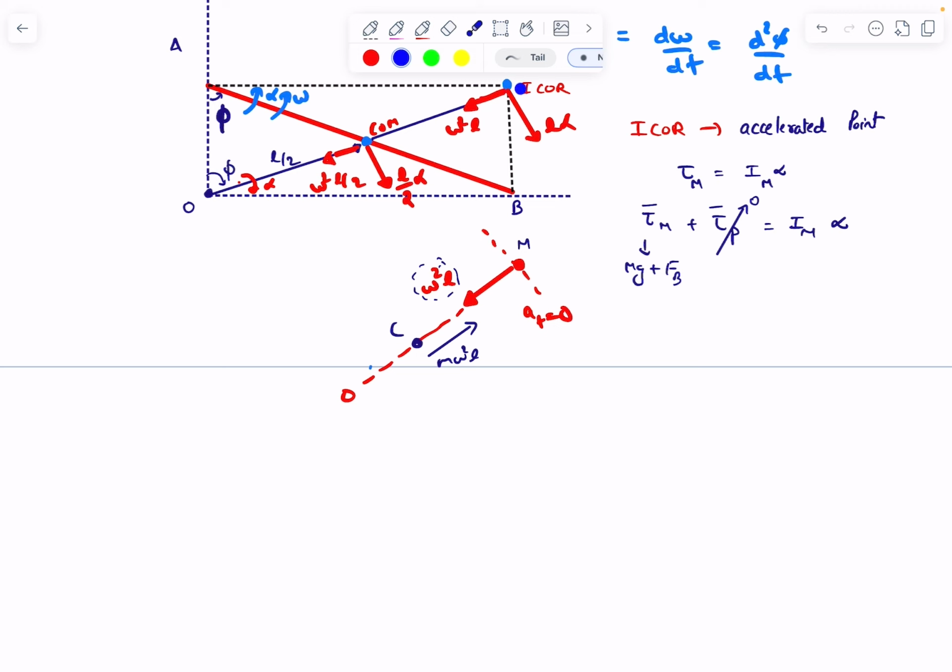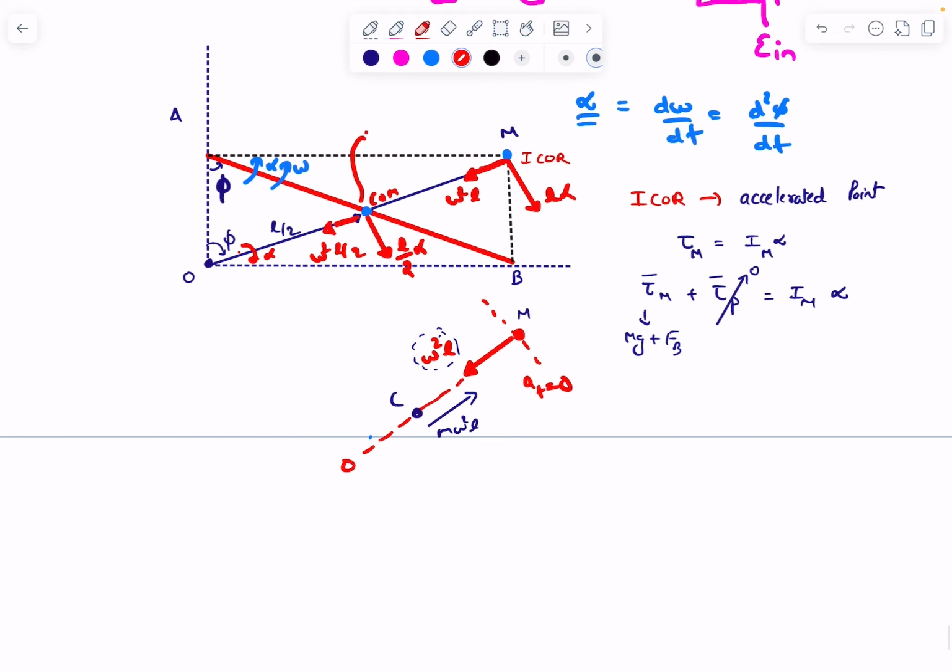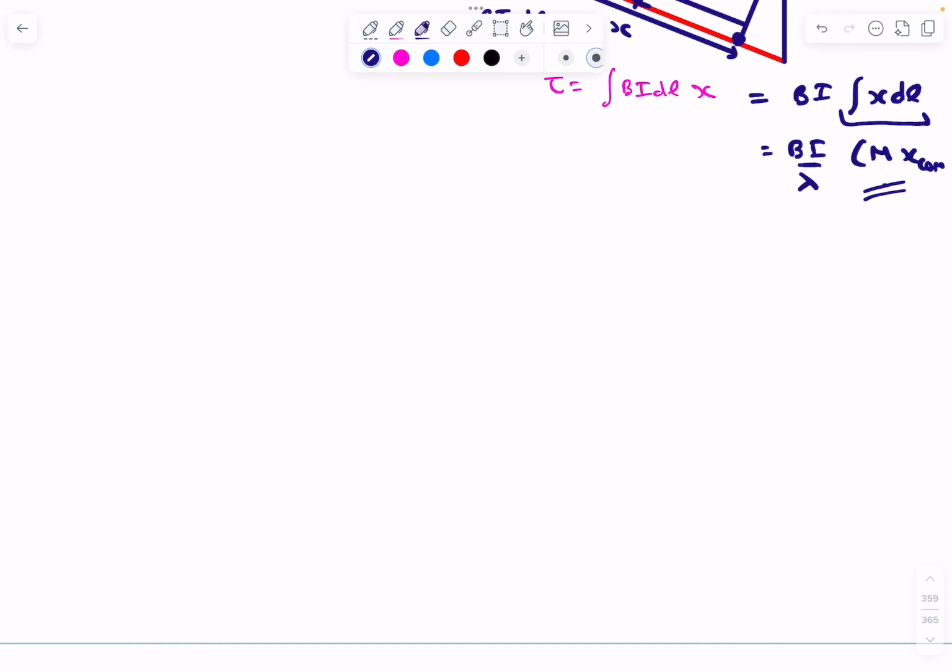inertia about the ICOR. This is also pretty easy to find because about the center of mass axis, it is ml square by 12 and this distance is L by 2. So you can just add m(L by 2) whole squared, which is ml square by 4, and this gives ml square by 3. So I about the ICOR is also pretty easy to figure out. And from that you can directly get the angular acceleration. So we don't really need mechanics to solve this. We can just use energy conservation.